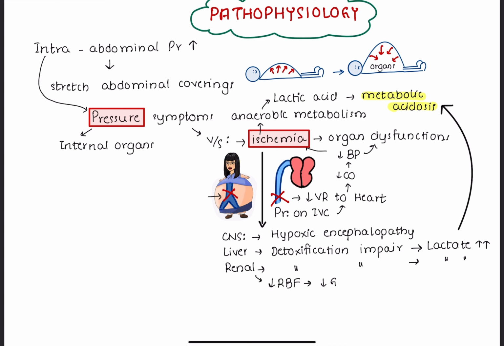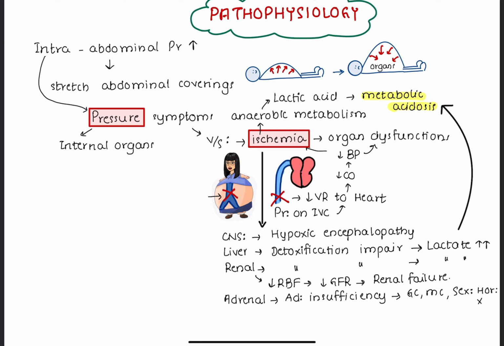Reduced renal blood flow may lead to reduced GFR, causing oliguria, anuria, and renal failure. Adrenal ischemia leads to adrenal insufficiency and inability to produce adrenal hormones like glucocorticoids, mineralocorticoids, and sex hormones. Glucocorticoids and mineralocorticoids insufficiency is dangerous, as it can cause salt and water excretion and potential hypovolemia, which is also known as Addisonian crisis.